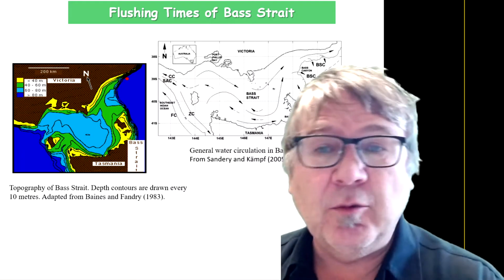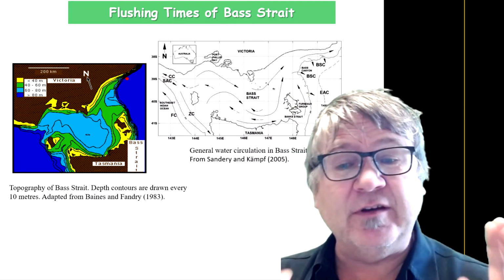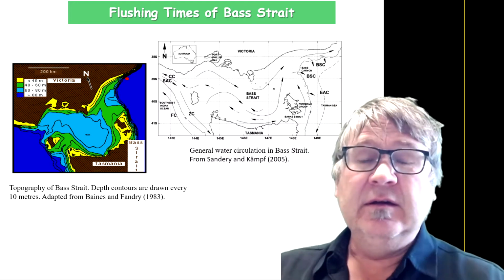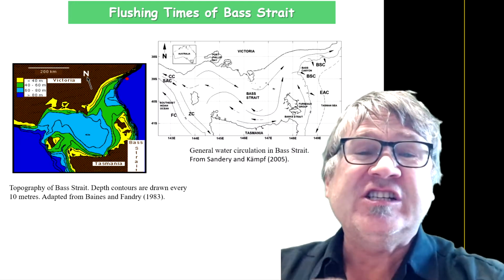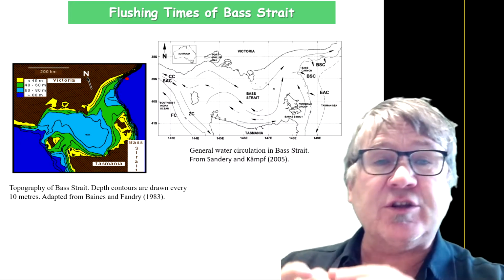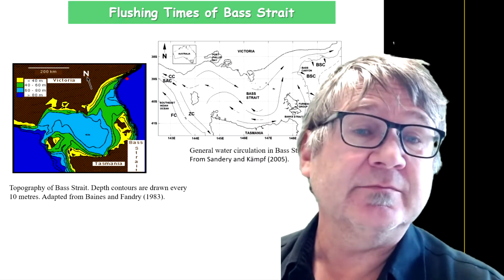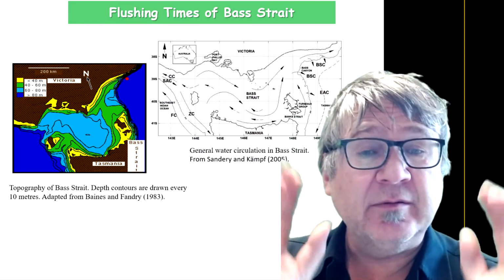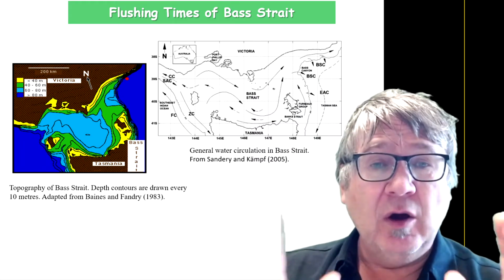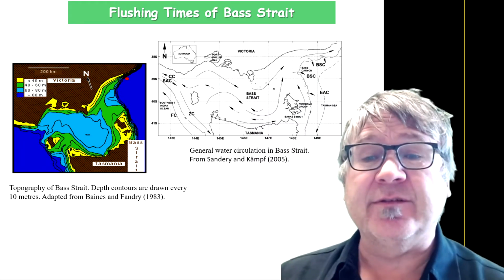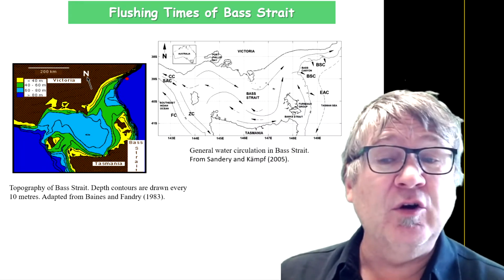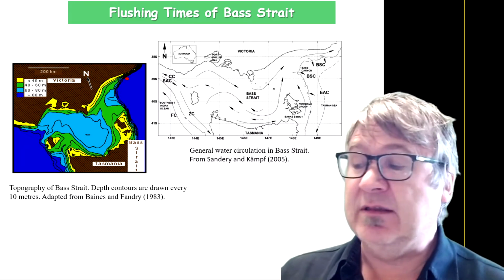So here we go. This is how Bass Strait looks between Victoria and Tasmania. It is a relatively shallow strait. We call regions like this a strait that connects deeper oceanic basins. It's only 60 to 80 meters in the center.